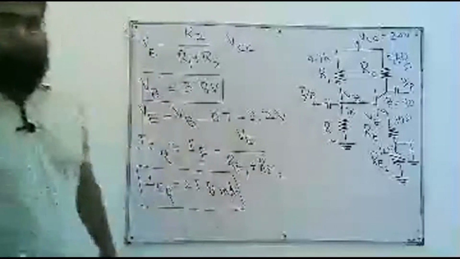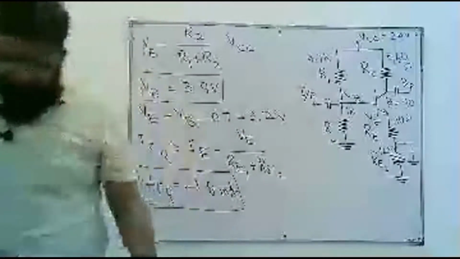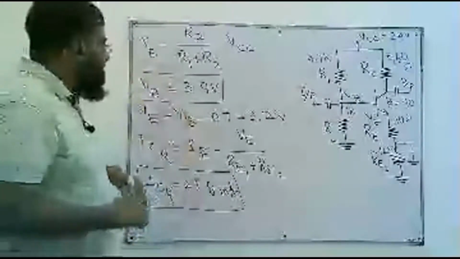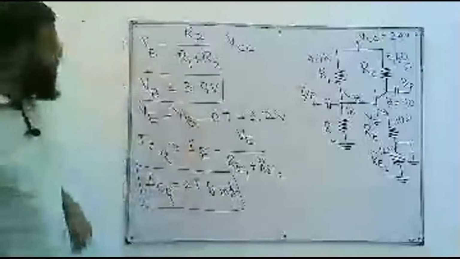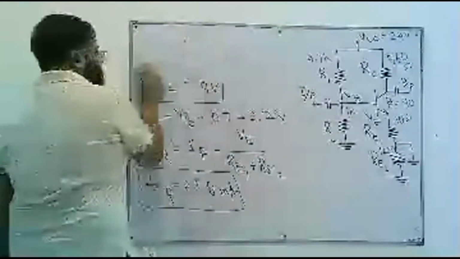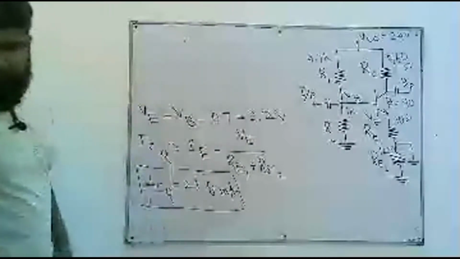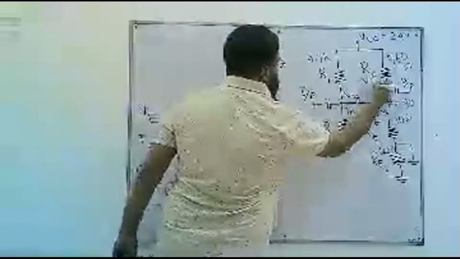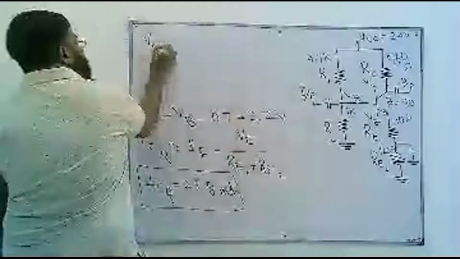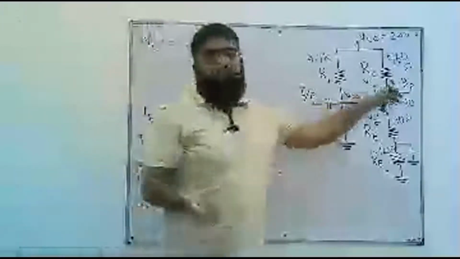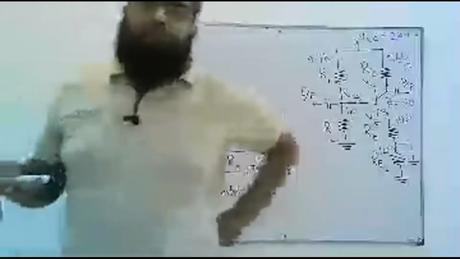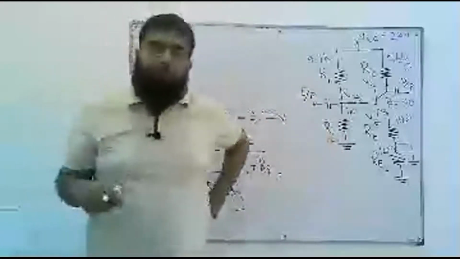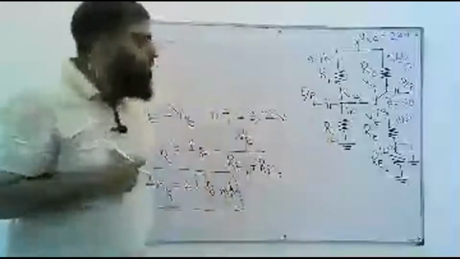So we have computed the first quantity first, ICQ, and then VCE. To find VCE, first let's find this VC. We know the VC voltage, the voltage of collector with respect to ground. When we say VC, this means the voltage of collector with respect to ground. When we say VE, this means the voltage of emitter with respect to ground. And when we say VCE, this means the voltage between collector and emitter.